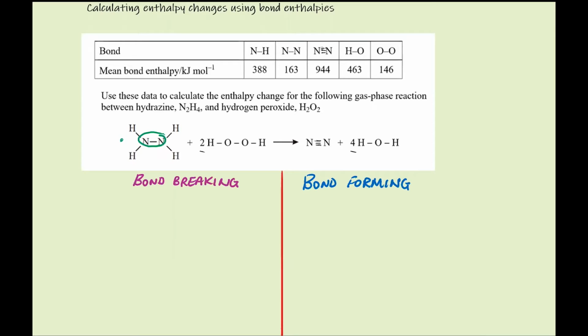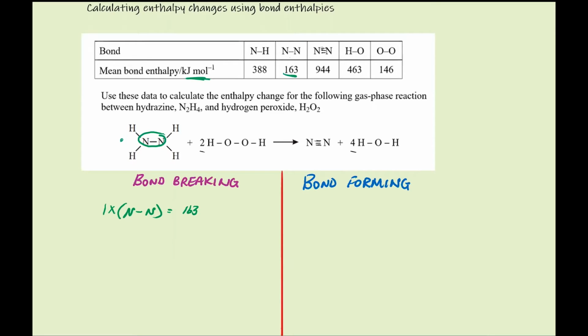So I look at my table and I can see that it's 163. So we represent our bond like so. It's just one lot of that. You don't need the 1 times in, but I will do that. That's 163, and that is in kilojoules per mole as it states in the table. I'm not going to write that in until the end.